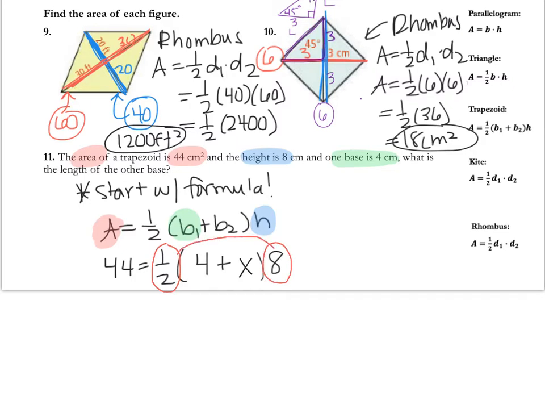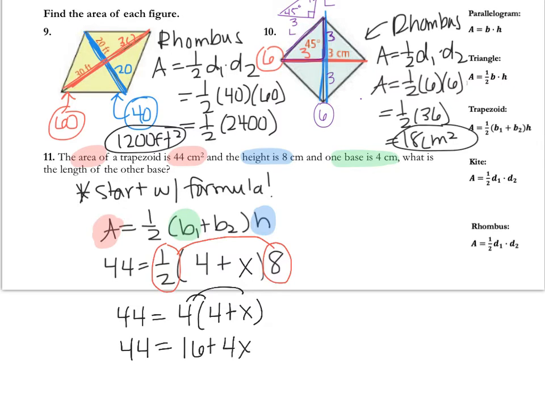So we can multiply those two together first and do 1/2 of 8. That's going to be 4 times 4 plus x. And then we can distribute. We're now thinking very algebraically. 4 equals 16 plus 4x. And we're trying to solve for x here.